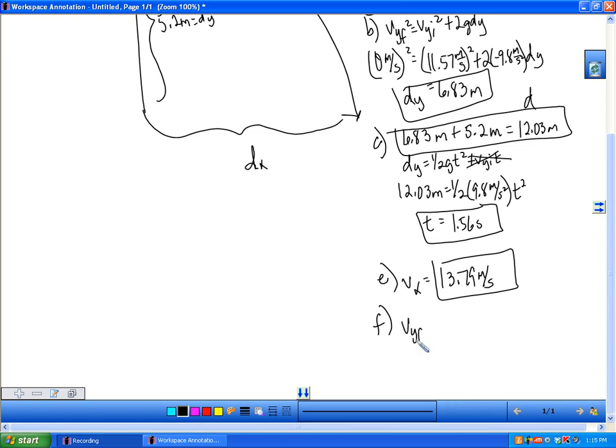Well, Vyf squared is equal to Vyi squared plus 2g dy. Vyi is going to go to 0. So that's going to be 2 times a positive 9.8. And it's got to fall 12.03 meters. So I got Vyf to be equal to, let me find it, 15.35 meters per second.